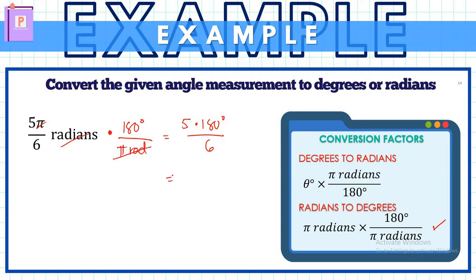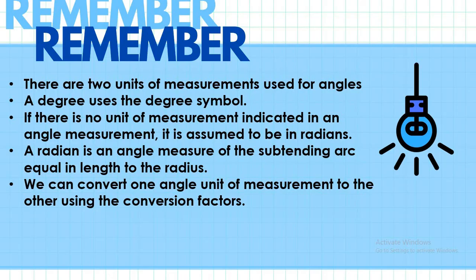Now, you simply need to put this on your calculators by only inputting the constants. You multiply 5 times 180, then divide it by 6. The result will be 150, and the unit of measurement is now degrees. Therefore, we can say that 5 pi over 6 radians is equal to 150 degrees. And that concludes all of the examples for transforming the unit of measurement degrees to radians and vice versa.